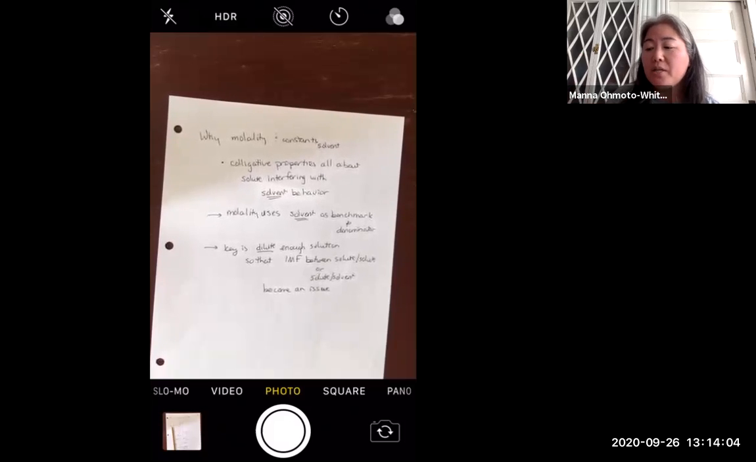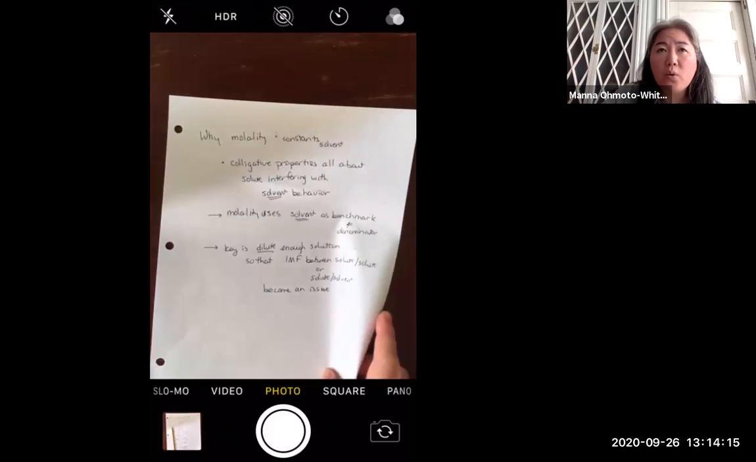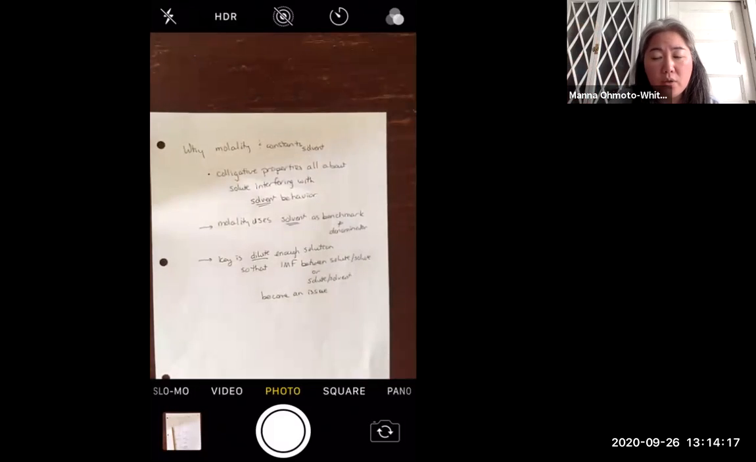So, why molality and constants? Colligative properties are all about how the solute interferes with the solvent behavior. It's very solvent focused. It doesn't matter what the solute is. It could be salt, it could be sugar, it could be whatever. I could be throwing sugar on the road and it would melt just like the salt would. It's really about the water itself and how it reacts to having a solution. So because of that, it uses molality.